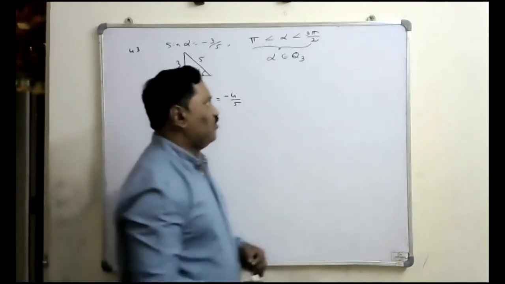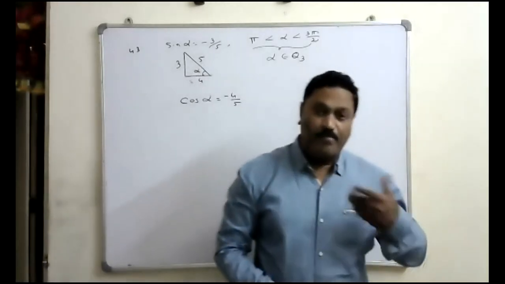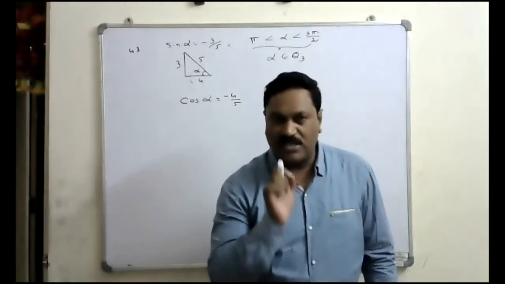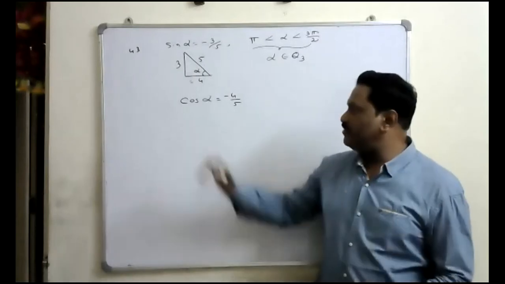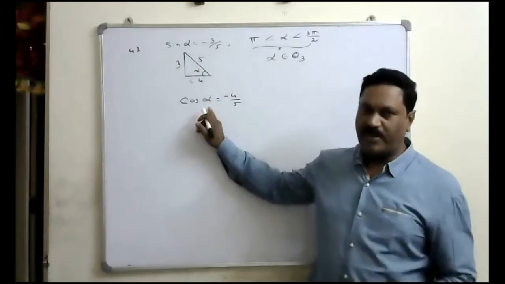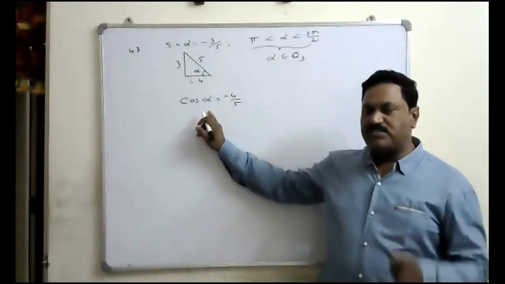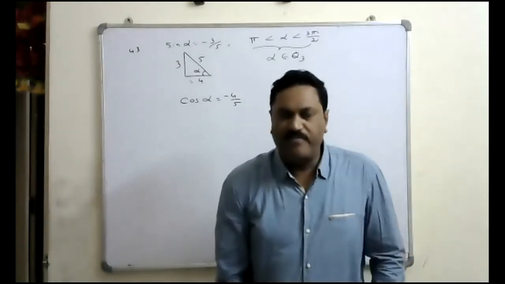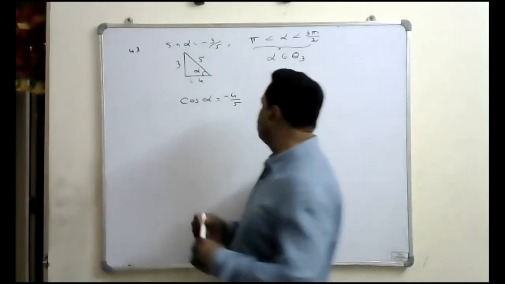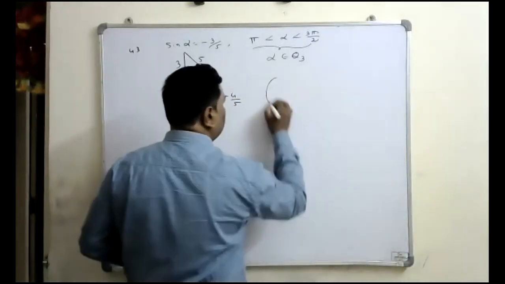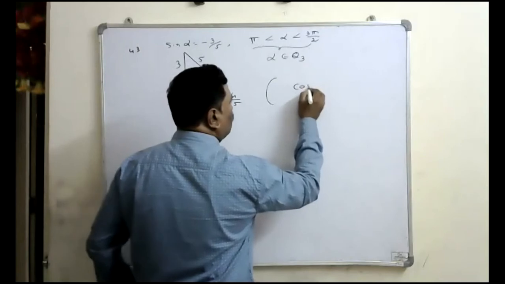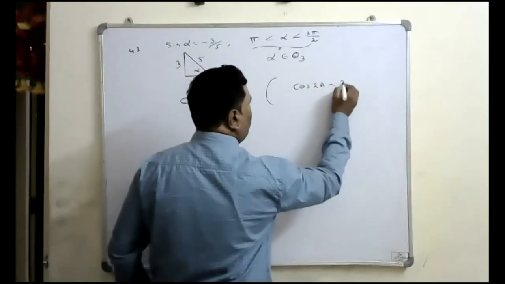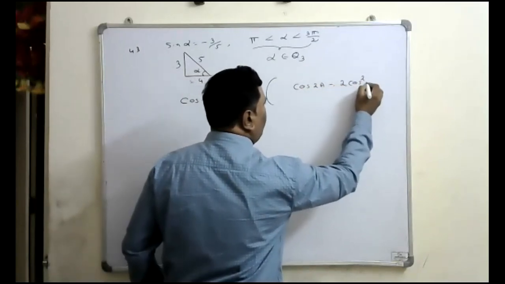Now I want the cos alpha by 2 value. Cos alpha by 2 means I want to find the cos of half of this angle. For that, we will consider the formula of cos 2a in terms of the cos. What is the formula for cos 2a in terms of the cos? 2 cos square a minus 1. Good. This is the formula. We know it.